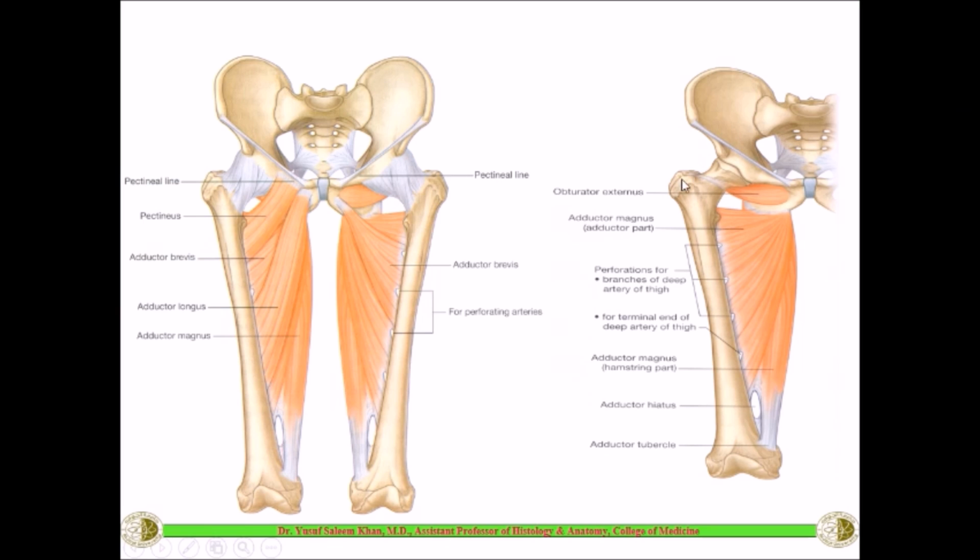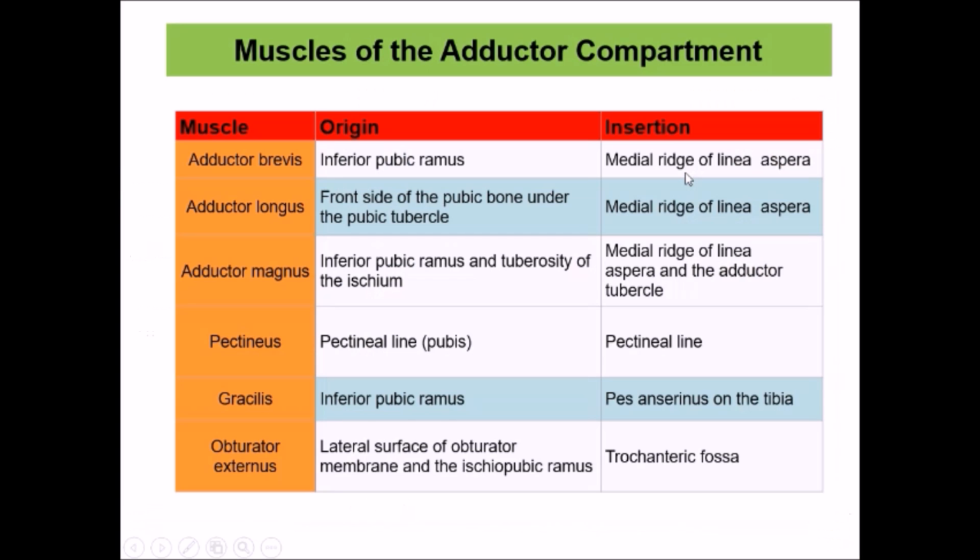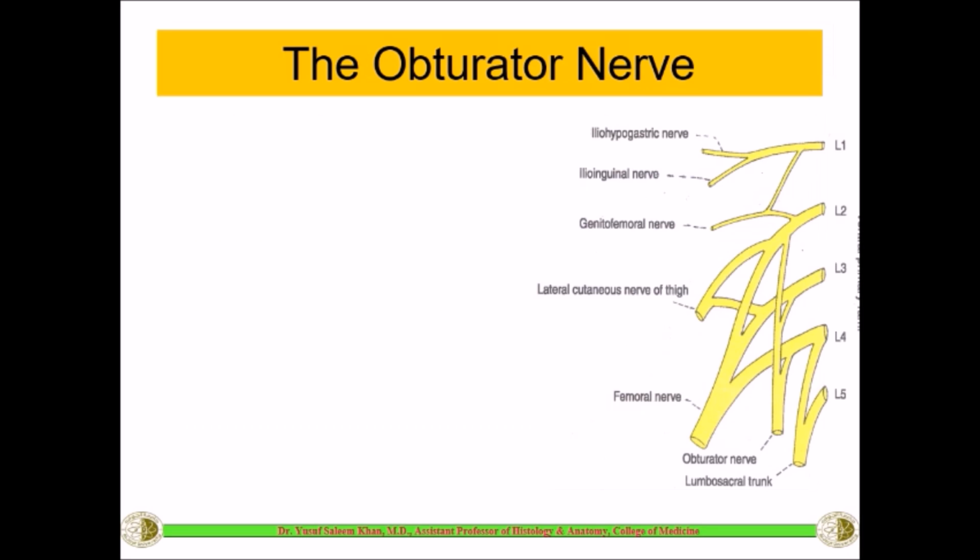This is the greater trochanter of the femur, this is the lesser trochanter of the femur. So it gets inserted to the greater trochanter of the femur. So this is about the origin and insertion of this muscle, and you know already the nerve supply is by the obturator nerve, and the action is the adduction of the thigh.